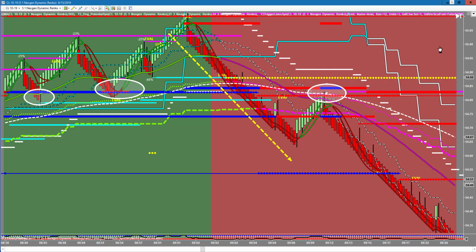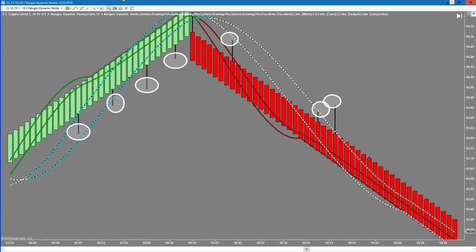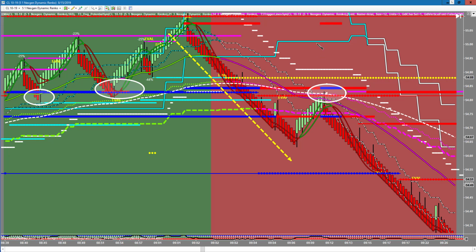This is why I drew in circles on the high probability trigger line looks. Is this pretty easy to look at when you look at the simplicity of it? Strong triggers on the big chart, perfect setup on the small chart. This would be a high probability short trade.